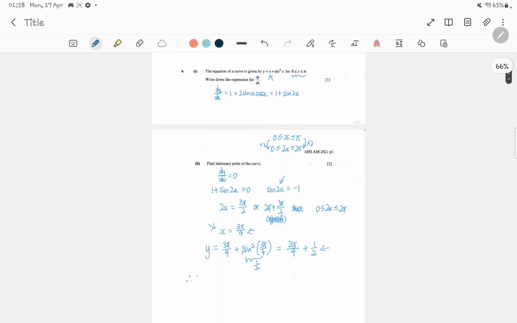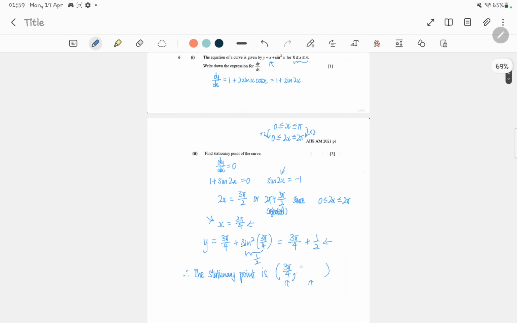So which means we can conclude with the statement, therefore the stationary point is (3 pi over 4, 3 pi over 4 plus 1 over 2). Okay, so this is the x coordinate and this is the y coordinate. Actually, we can combine these two fractions as (3 pi plus 2) over 4. Okay, that will be neater.